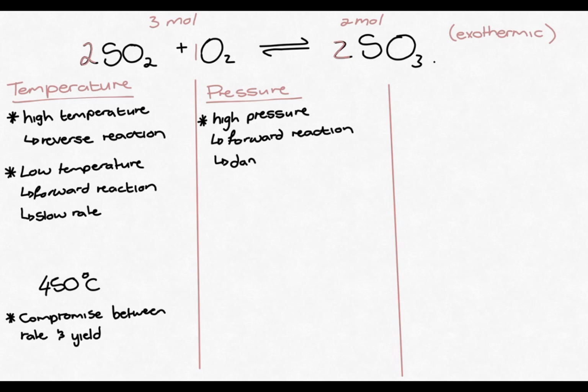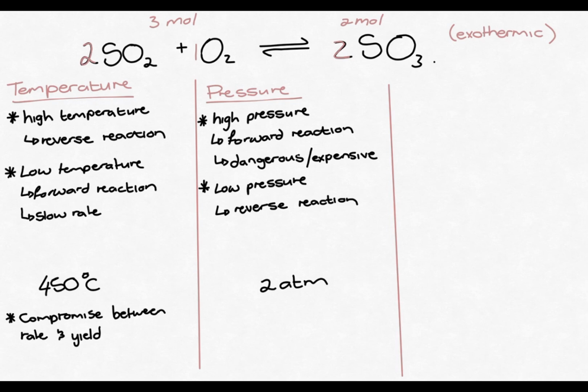But this is also very dangerous and very expensive. So at a low pressure, it will favor the reverse reaction because there are more moles of gas molecules in the reactants. So a higher yield of reactants will be made. So we need to compromise. We would think that they would choose a high pressure, maybe like in the previous Haber process, 200 atmospheres. But no, they chose 2 atmospheric pressure.